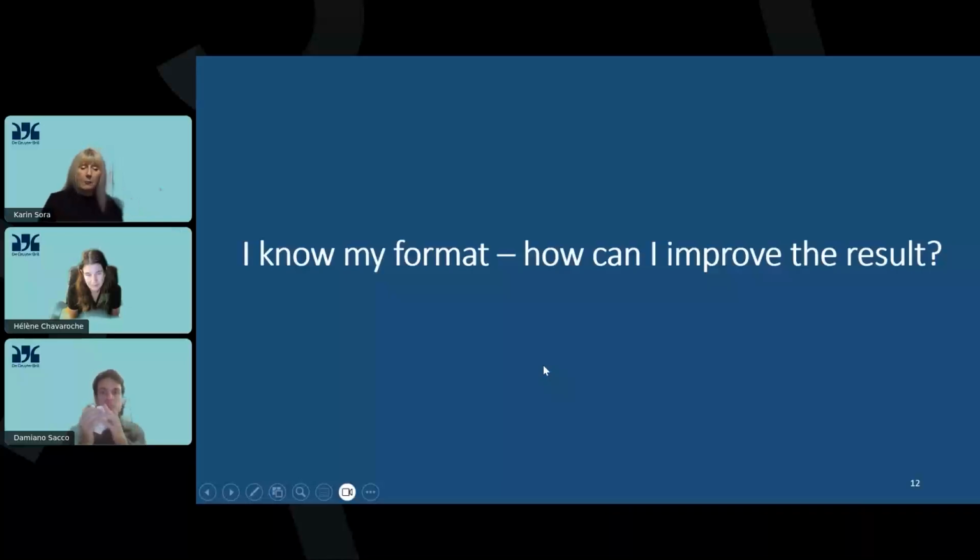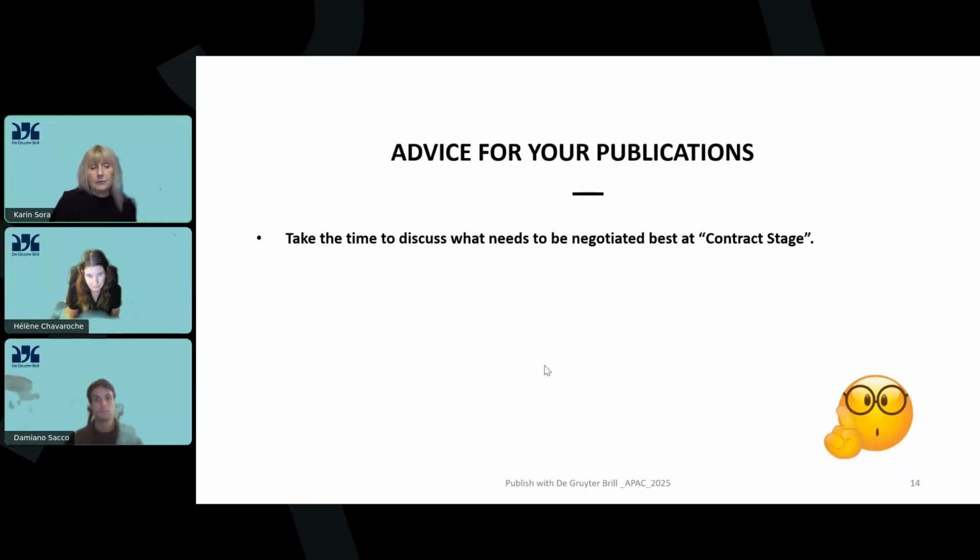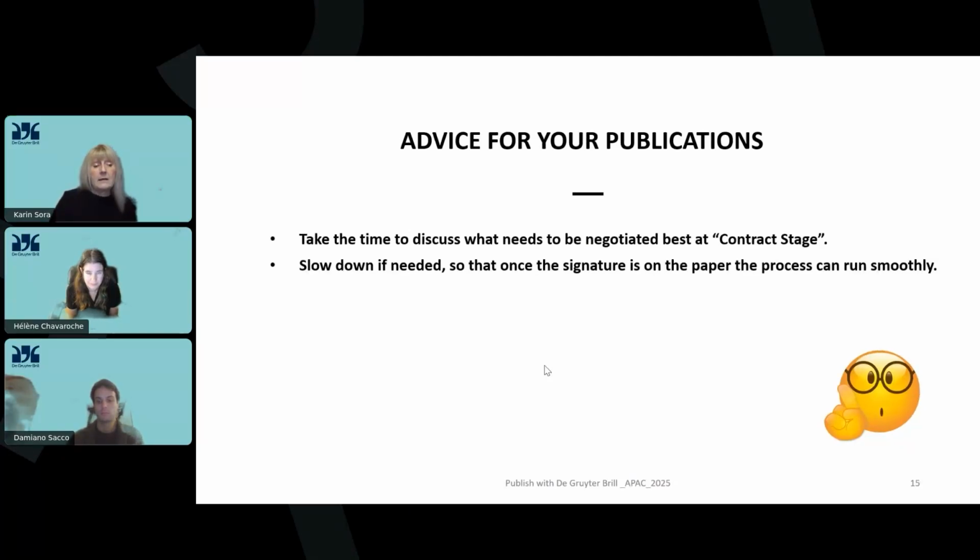So now I know my format. How can I improve the result? We give you some advice for your publications, and this applies not only to books, but also to journal articles. So take the time to discuss what needs to be negotiated, best at contract stage. So everything should be clear before you start. Slow down if needed, so that once a signature is on the paper or once you've decided to publish, it's clear and the process can run smoothly.